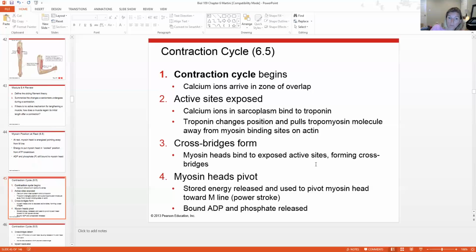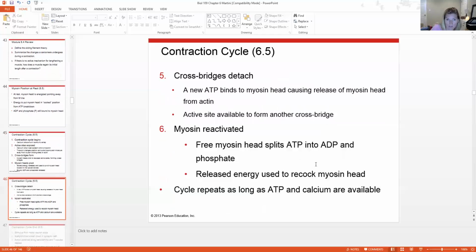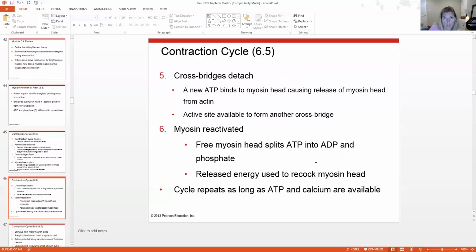The myosin head will pivot. ADP and phosphate is released with that little pivot, that little movement, that shortening. And our kinetic energy is released, so our ATP is used. When the cross bridge is detached, ATP binds, causing that myosin to be released. So a new ATP is needed for the myosin heads to detach.